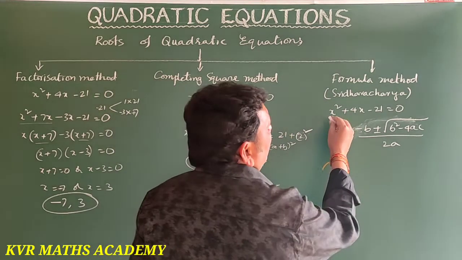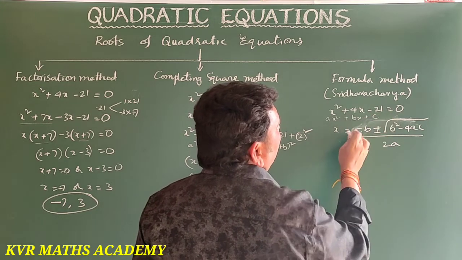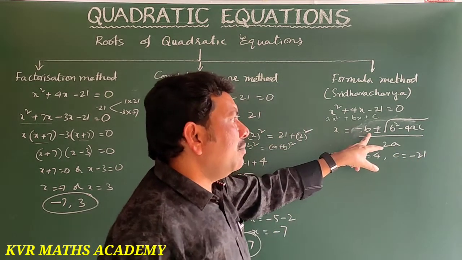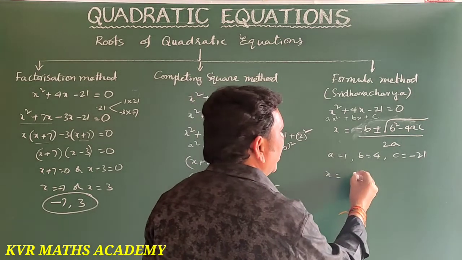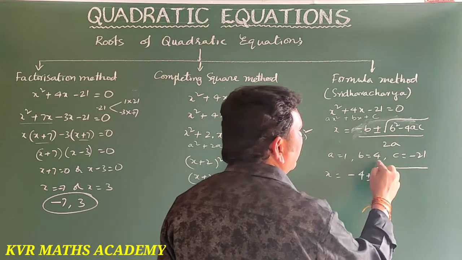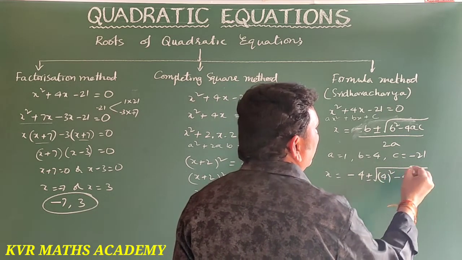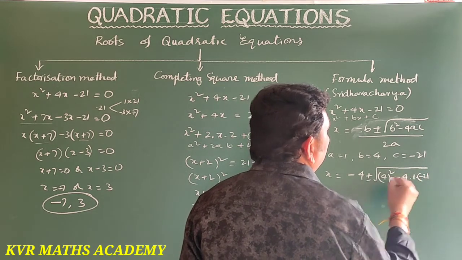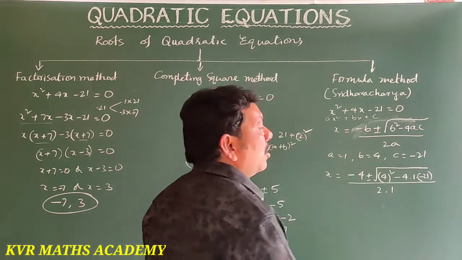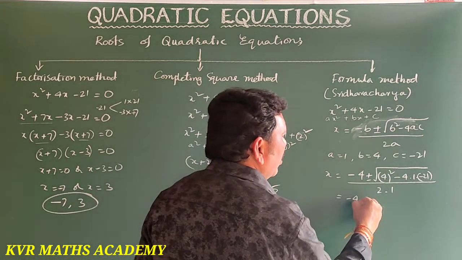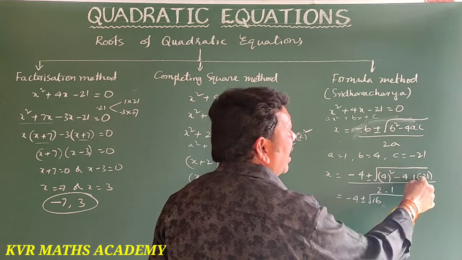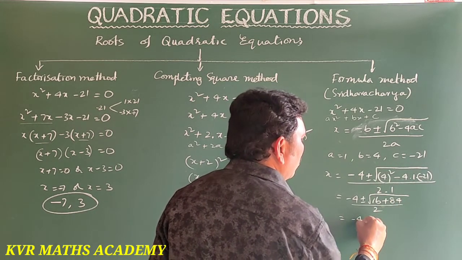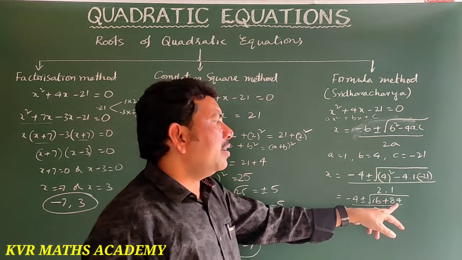Right, here this is ax square plus bx plus c only, no? So a is equal to 1, b is equal to 4, and c is equal to minus 21. So in the place of a, b, c, substitute these values. So x is equal to minus b, means minus 4, plus or minus root of b square, 4 square, minus 4 into a into c, a means 1 only, into c, minus 21, all by 2 into a, 1 only. Understood? Yeah, that is equal to minus 4 plus or minus root of 16, minus into minus is plus, 4 into 21 is 84, by 2. That is equal to minus 4 plus or minus root of 16 plus 84, 100.